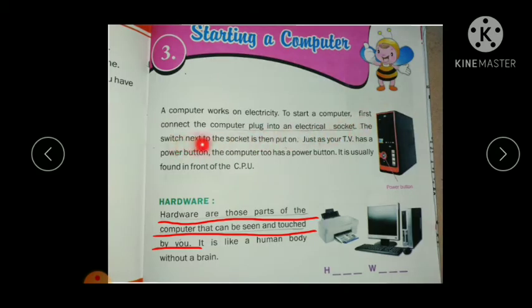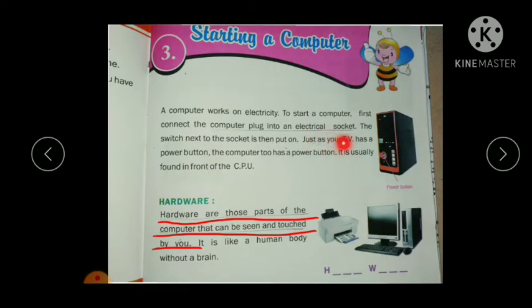The switch next to the socket is then put on. Just as your TV has a power button, the computer too has a power button, but it is situated in the CPU. In the CPU, you can see a power button. After switching on, what do you have to do? You have to press this power button. It is usually found in front of the CPU.